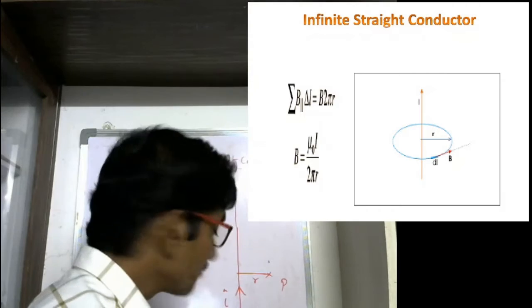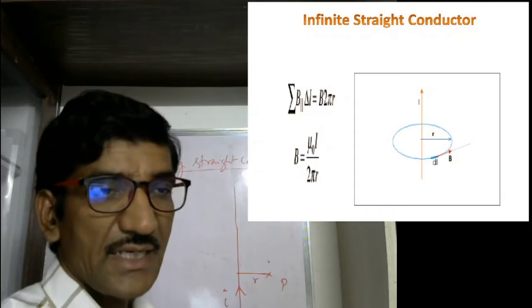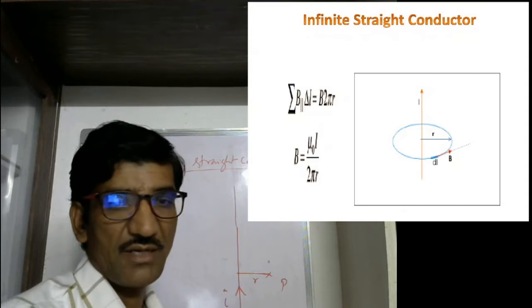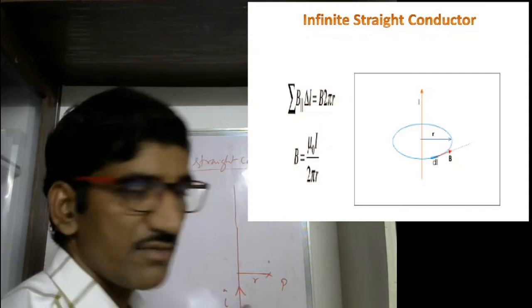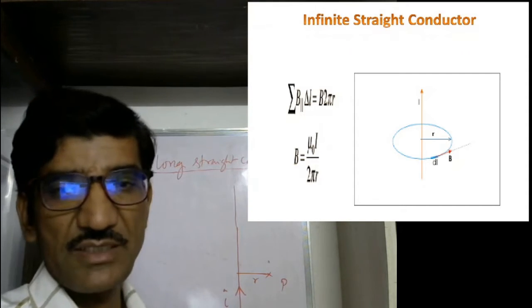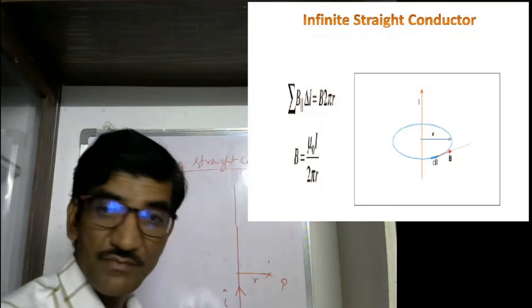Now we may draw a curve joining all such points, that means points situated at the equal perpendicular distance from the wire.